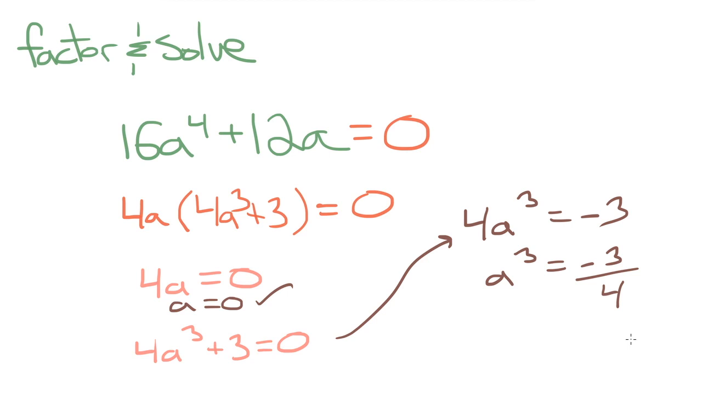If I took the cube root of negative 3/4, it would be negative 0.9. Of course it would be. Okay, so a is equal to negative 0.9-ish. So there we go. My solutions were 0 or negative 0.9. Okay, that wasn't a pretty one.